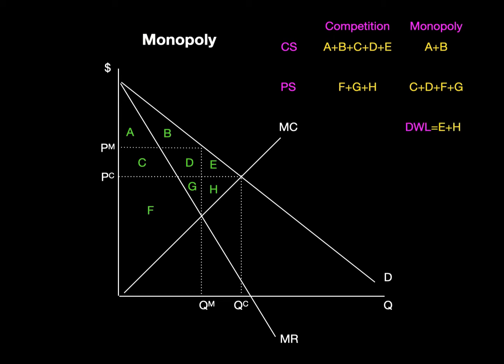With monopoly, E and H are no longer part of the economic surplus. So E and H represent the deadweight loss or social cost of monopoly. This represents the loss in gains from trade from there being fewer exchanges than under competition. If trade expanded from QM to QC, there would be gains from trade because consumers' willingness to pay, as represented by the demand curve, is greater than the opportunity cost of production, as represented by the marginal cost curve.